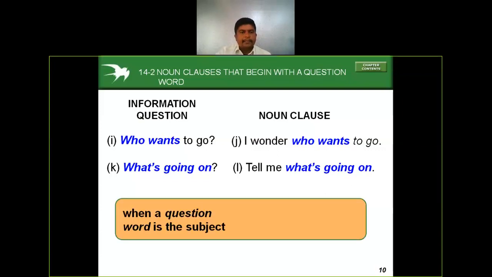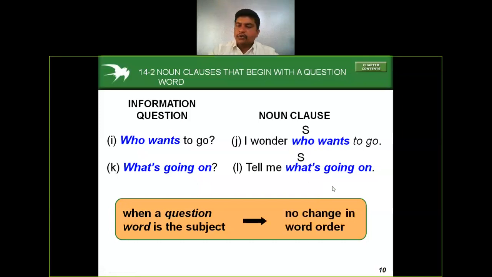Next one. When a question word is the subject, the WH word is used as the subject in the noun clause. See, tell me what's going on. What's is the subject. No change in word order. When a question word is the subject, the order should not be changed. No change in the word order. Write it down, children, which is very, very important.